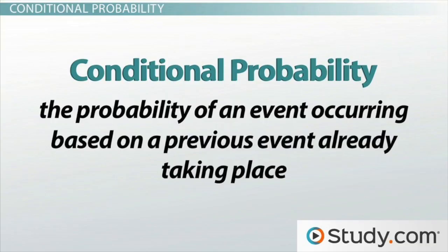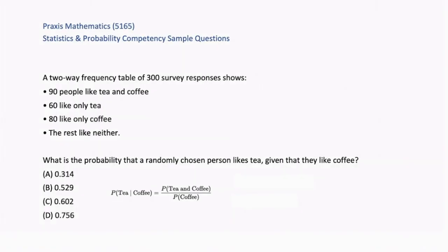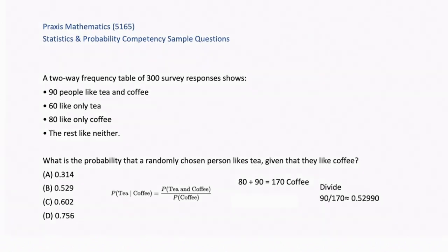We will be using the conditional probability. Conditional probability is just a way to figure out the chance of something happening, given that something else has already happened. We will use this formula. First step, find all the coffee drinkers. There are 80 people who drink coffee and 90 who drink both coffee and tea, equaling 170 coffee drinkers. Second, find coffee drinkers who also drink tea. That's 90 people who drink both. Step 3, divide 90 over 170. And the correct answer is B, 529 thousandths.